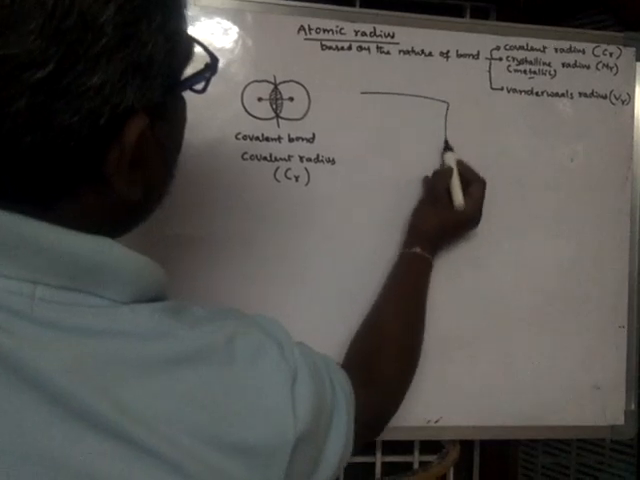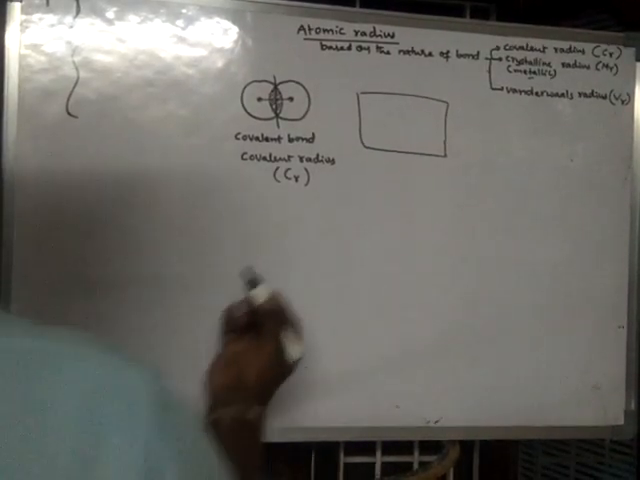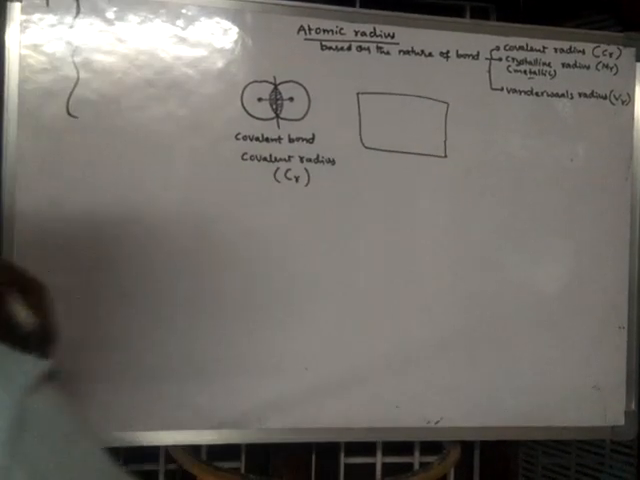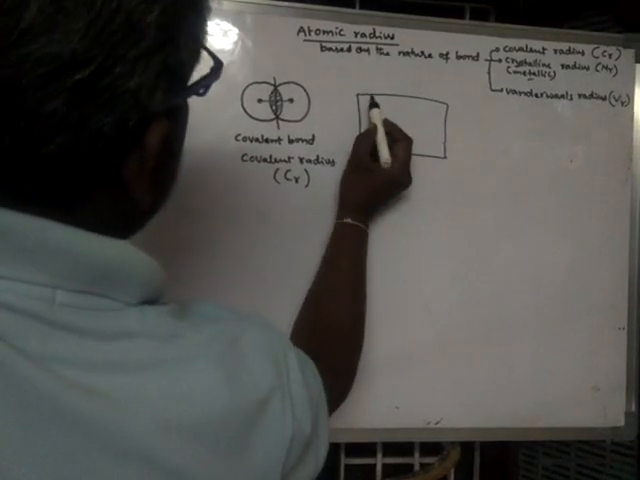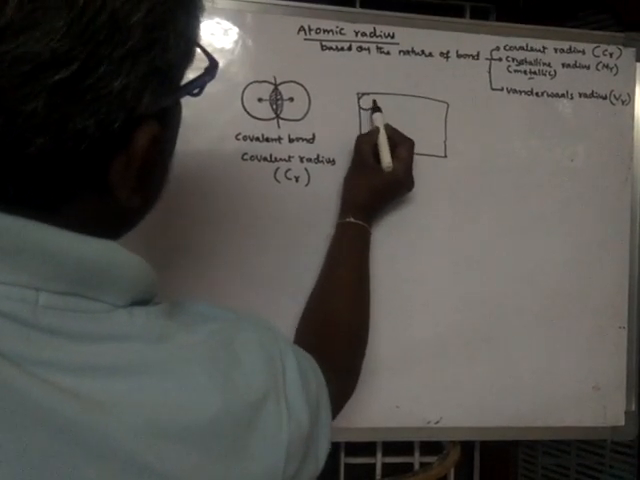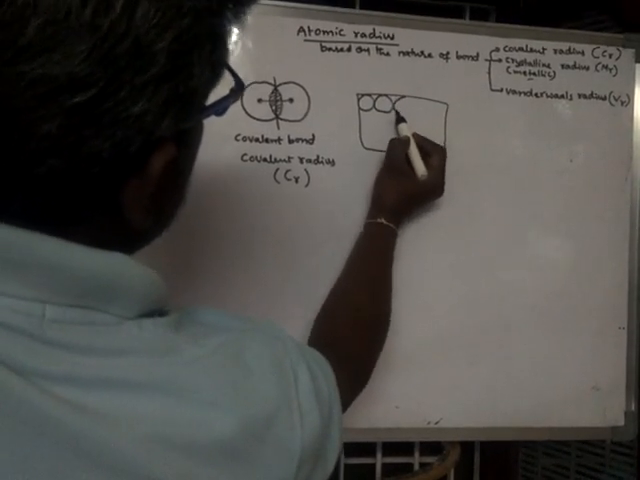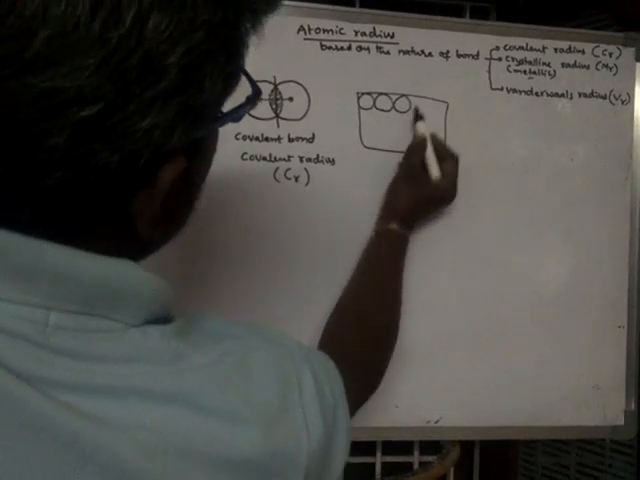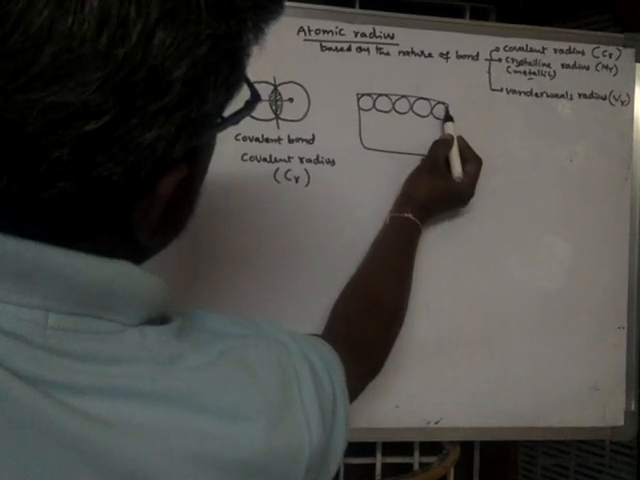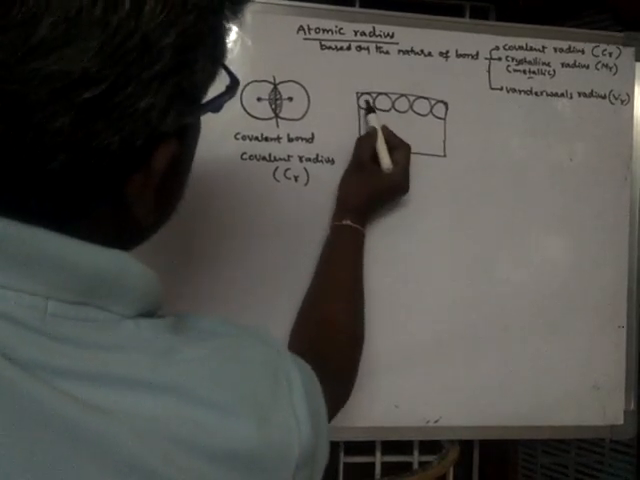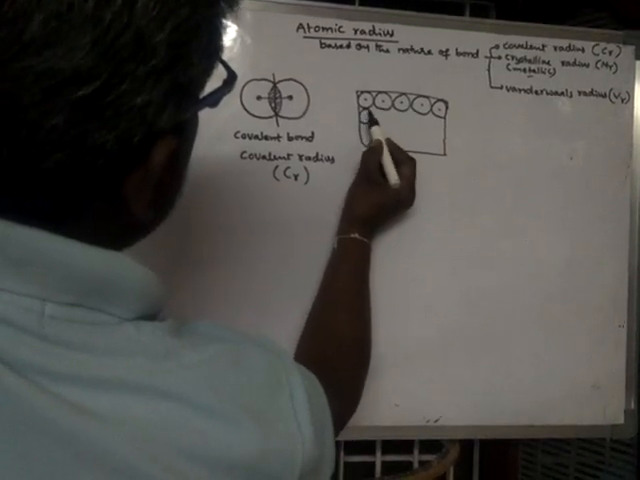See, for example, if you take a piece of sodium metal, or any metal like iron or sodium, how are the atoms arranged in a piece of metal? Because it is a solid, atoms are closely packed or tightly packed, so one atom will touch another atom. Let us assume this is a piece of sodium metal, and these are all sodium atoms. So one atom touches another atom like this.